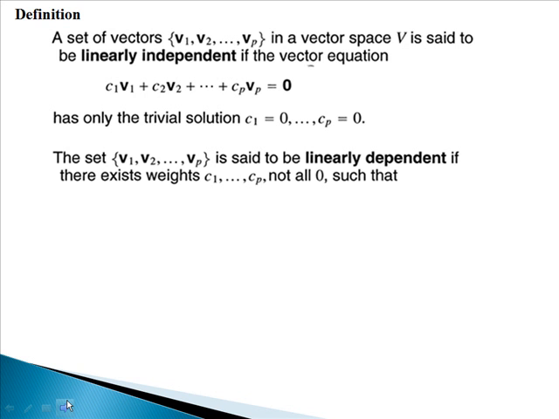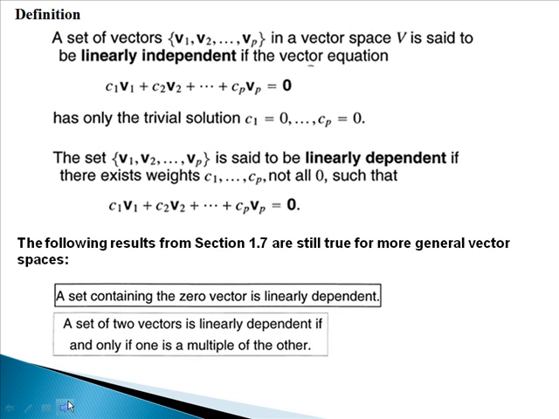So then it should make sense that the set is linearly dependent if we have weights that are not all 0 so that our equation holds true, meaning we have a non-trivial solution. The following results from section 1.7 are still true for more general vector spaces, so I just want to remind you of them here. A set containing the 0 vector is linearly dependent. A set of two vectors is linearly dependent if and only if one is a multiple of the other. So bearing that in mind, let's look at an example.